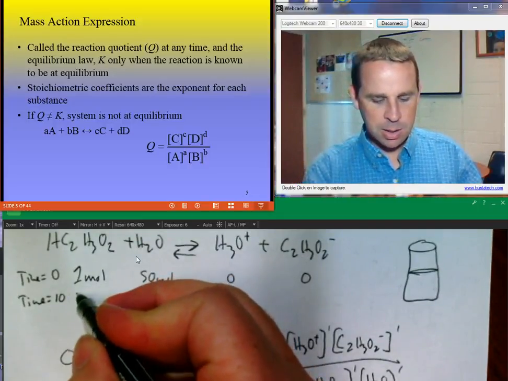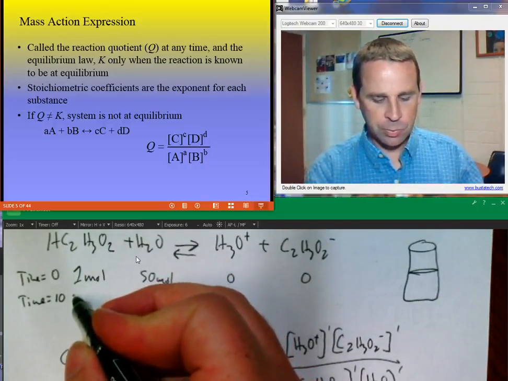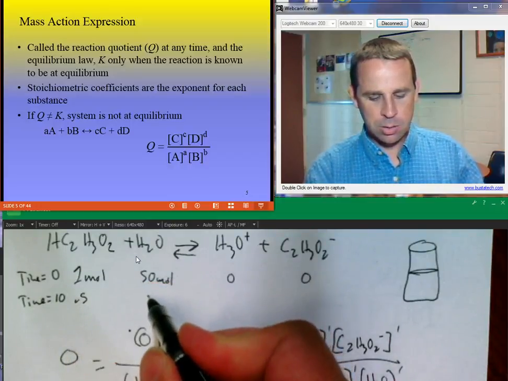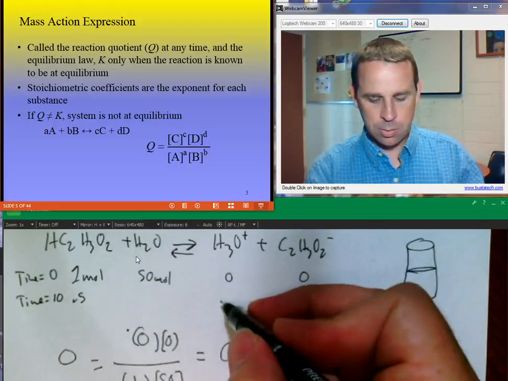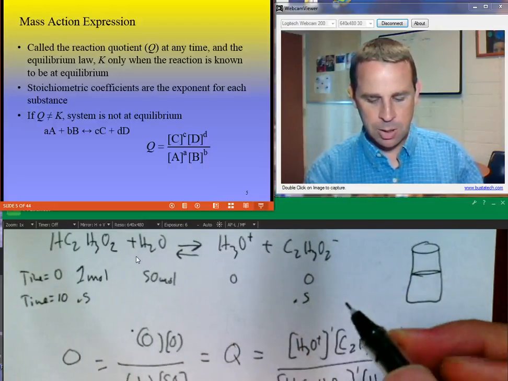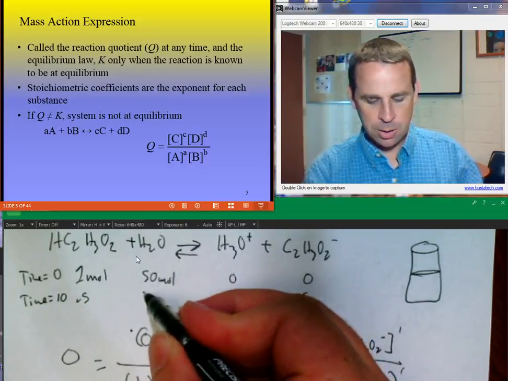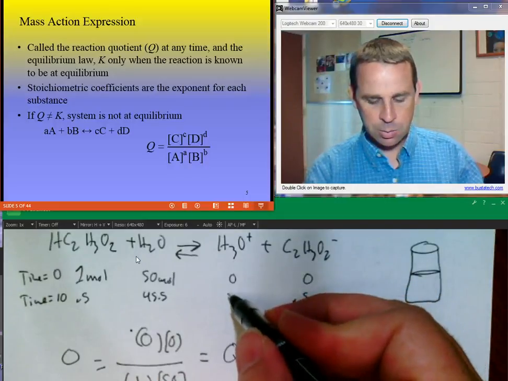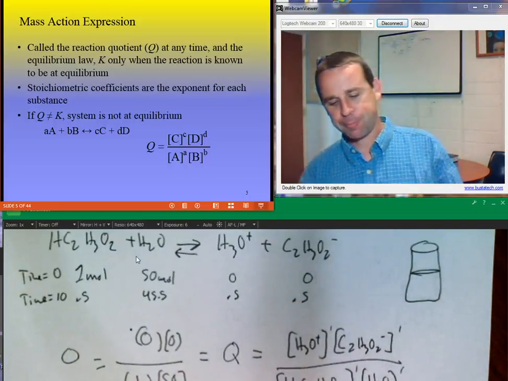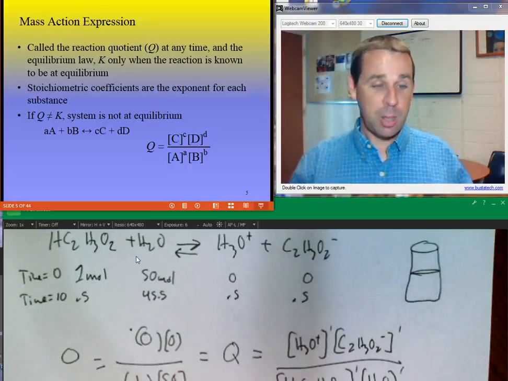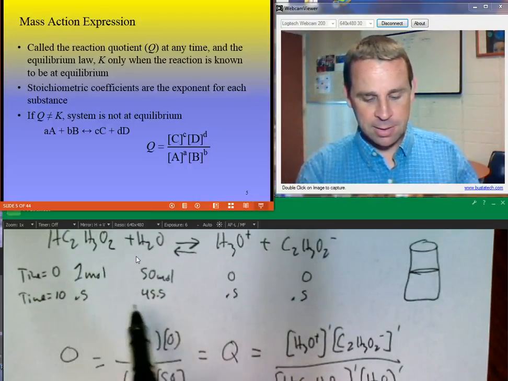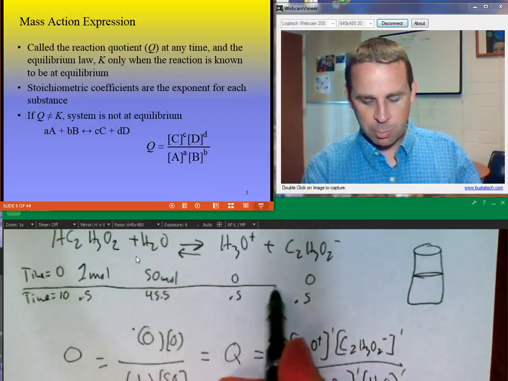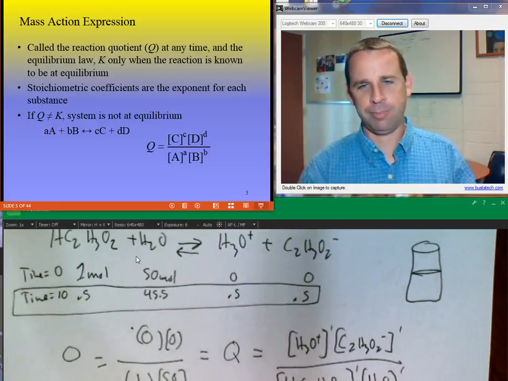Then maybe this is going to be 0.5. This one here, or let's see, this one here would be 0.5 as well. And this one here would be 45.5, and this one here would be 0.5, right? There we go. So, maybe after 10 seconds, this happens to the reaction. And maybe after that amount of time, we've actually reached equilibrium.